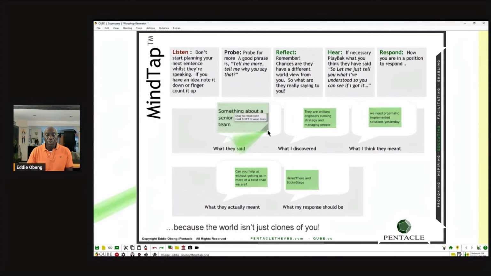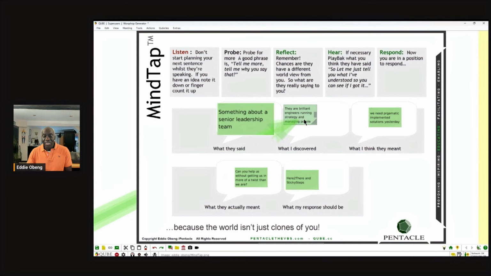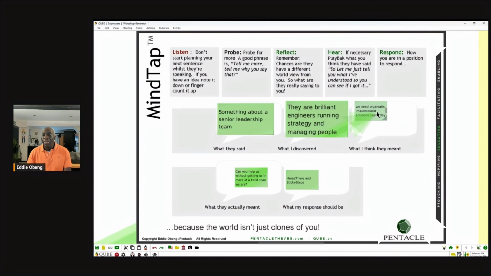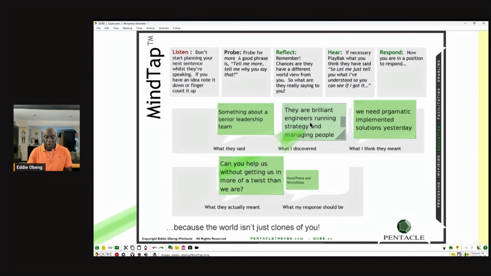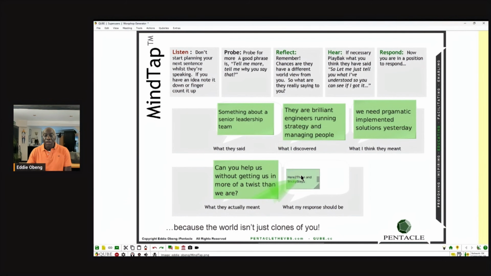So I had one recently where a client, the prospect, was telling me something about the senior leadership team. I wasn't really paying attention, but they said, leadership. And then what I discovered was they've got brilliant engineers running strategy and managing people. And I think what they meant is we need some pragmatic solutions which people use because we're finding it difficult to get through to our people. I think what they actually meant was, can you help us get it without us getting more in a twist, because our SLT have already sort of upset the people by putting too much work on them. And so I've decided my response will be, let's have a look at what you're trying to do.